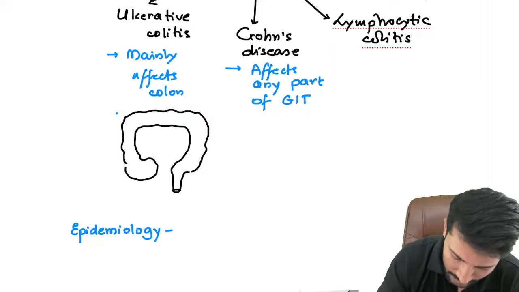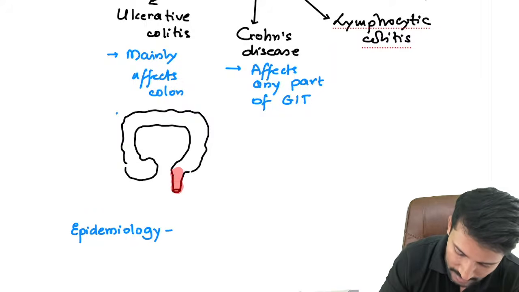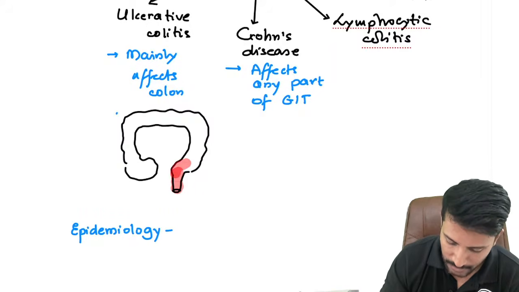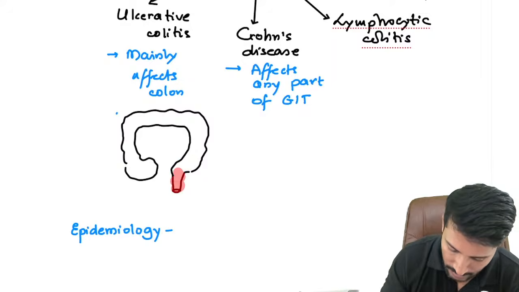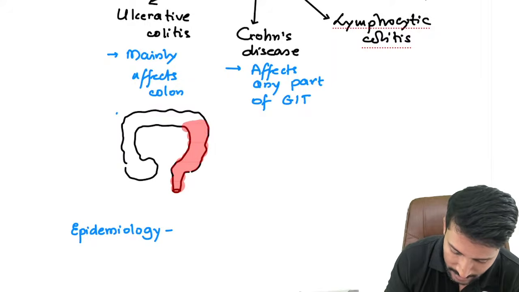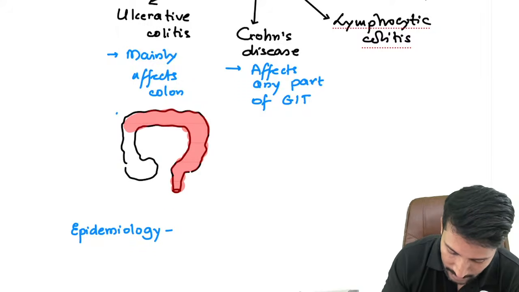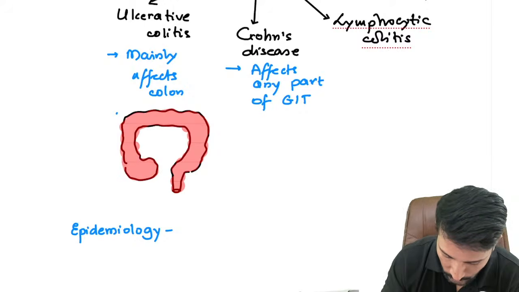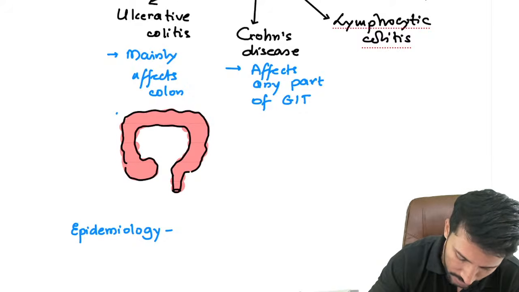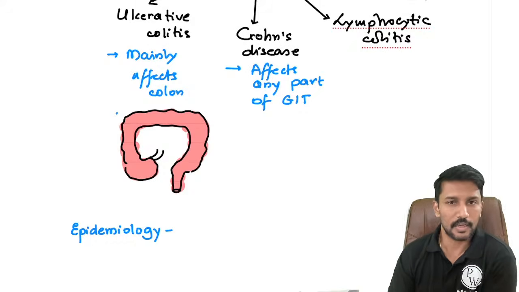This is my rectum, right? So ulcerative colitis starts in the rectum, and as it spreads upwards, it goes on involving the entire region of the colon. It will not spare any tissue unaffected. It can go up to the terminal ileum. Generally does not involve the terminal ileum.